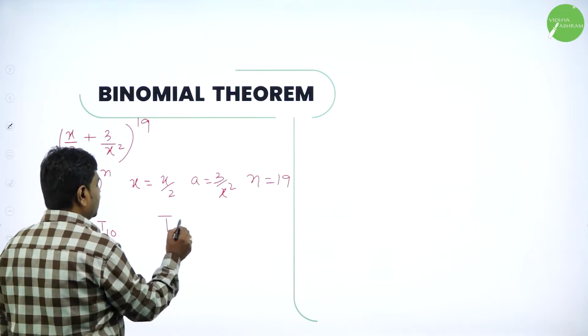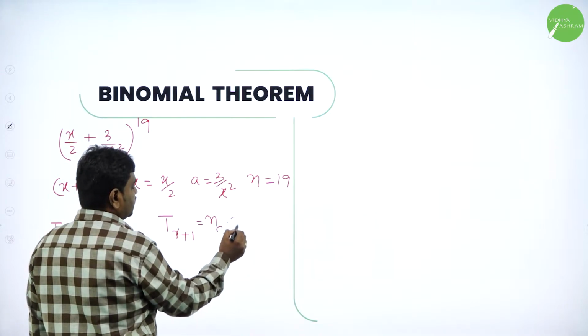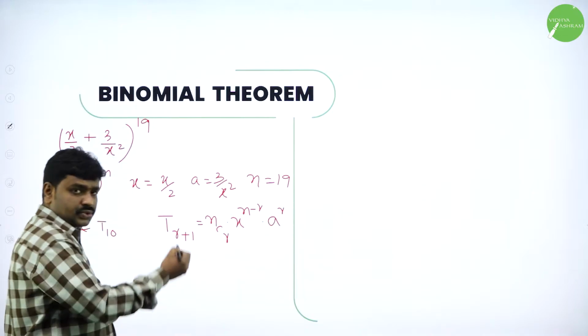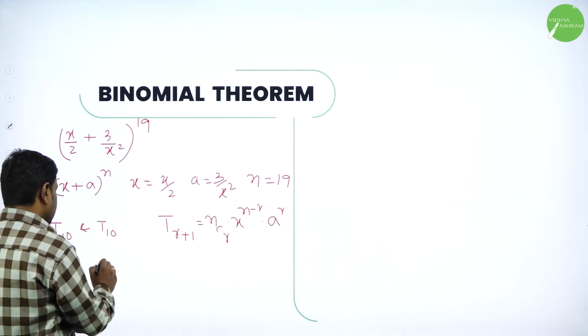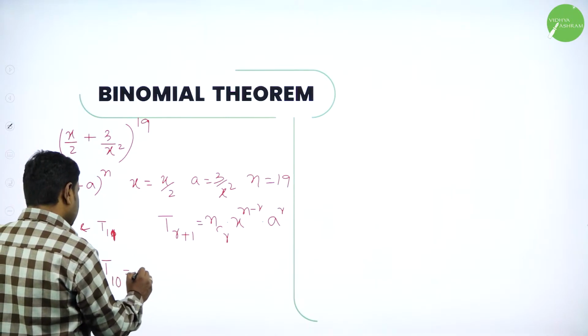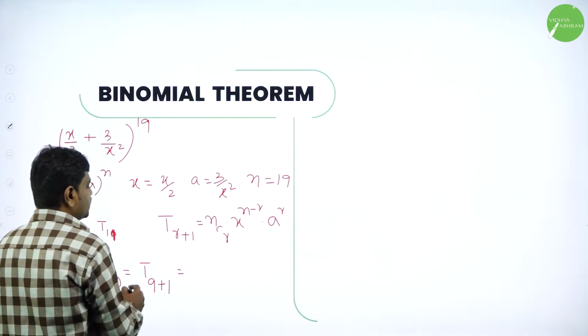In order to find T10, we should use the basic formula. What is the basic formula? T(r plus 1) is nCr x power n minus r into a power r. Use the formula. T10 can be written as T(9 plus 1). Now use the formula T(r plus 1). What is T(r plus 1)?